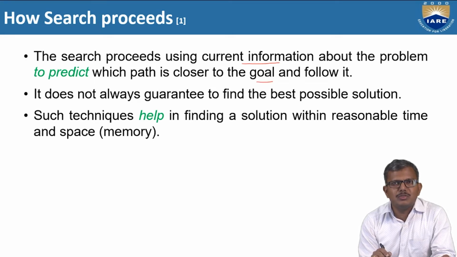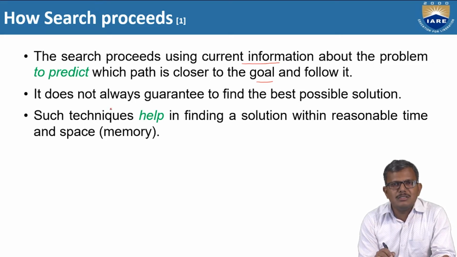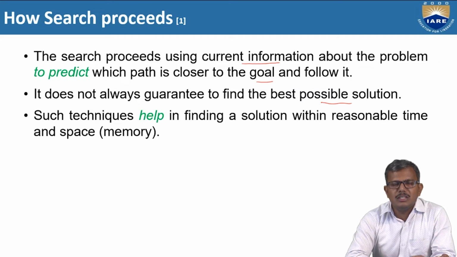This is the actual process that happens in the search activity. Sometimes we may not guarantee that we are going to find the best possible solution. Initially, I mentioned that by using heuristic search techniques, you are able to identify a specific path pointing towards the goal state, which makes you move towards the goal state within a shorter period of time. But we cannot guarantee that it is the best solution we can achieve. That's why we say it does not always guarantee to find the best possible solution.